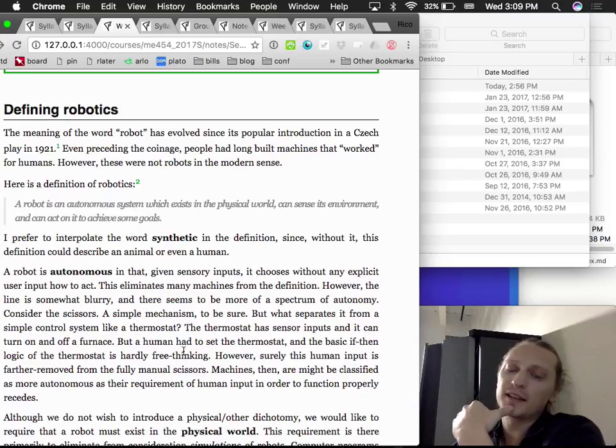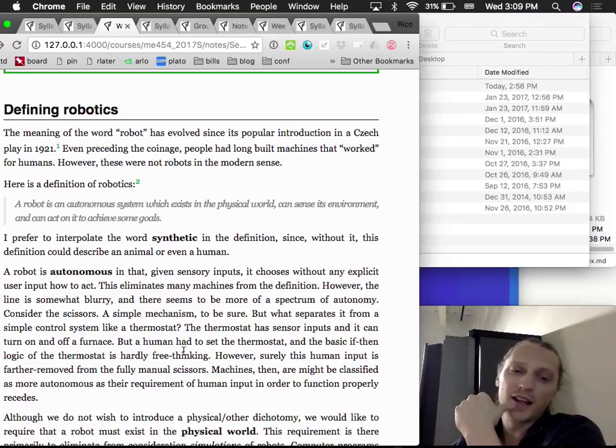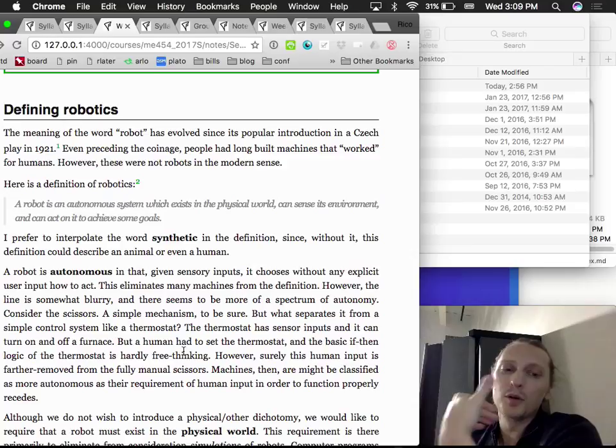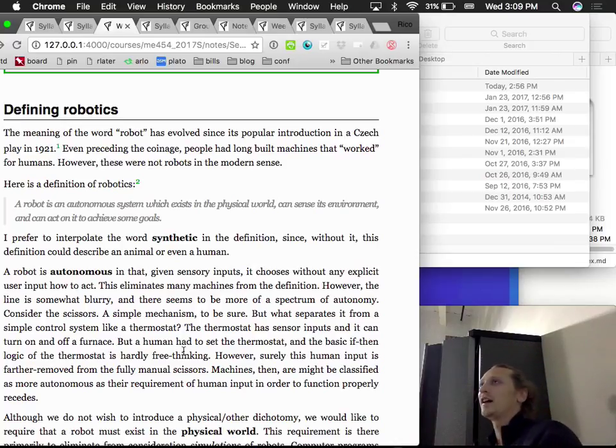But a human had to set the thermostat, and the basic if-then logic of the thermostat is hardly free thinking. It's really basic. So surely the human input is farther removed than with the fully manual scissors, but you can sort of see that there's this ambiguity of what is autonomous and what is not. A system that a human had to program and set up in a certain way and set the temperature on, and then can do something automatically afterwards, is slightly autonomous.